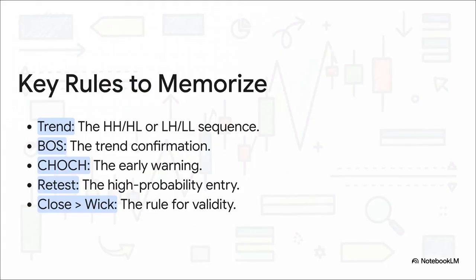Okay, let's boil everything we've talked about down to the absolute essentials. These are the core rules. The trend is nothing more than the sequence of highs and lows. CHOCH is your warning, BOS is your confirmation, the retest is your entry, and a candle close is the only thing that makes any of it valid. If you can internalize these rules, you'll have a powerful framework for looking at any chart anytime.